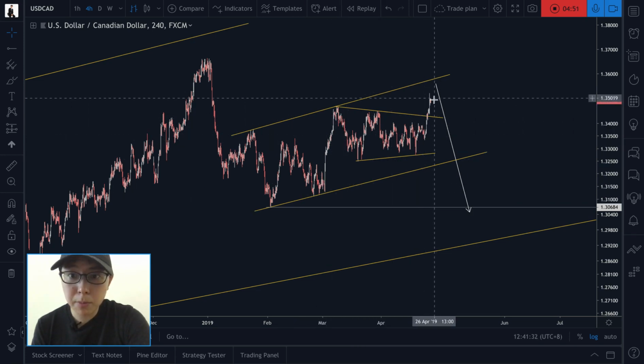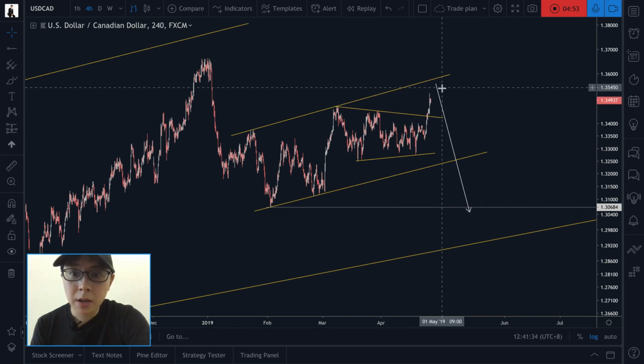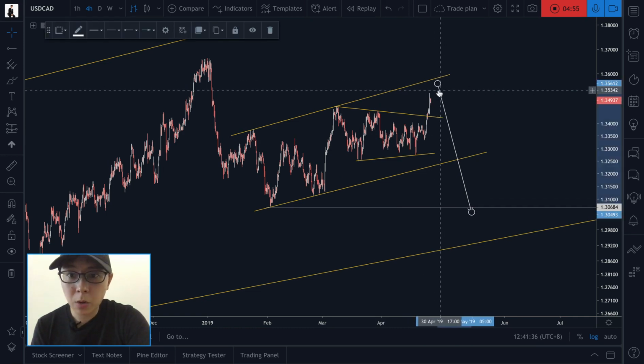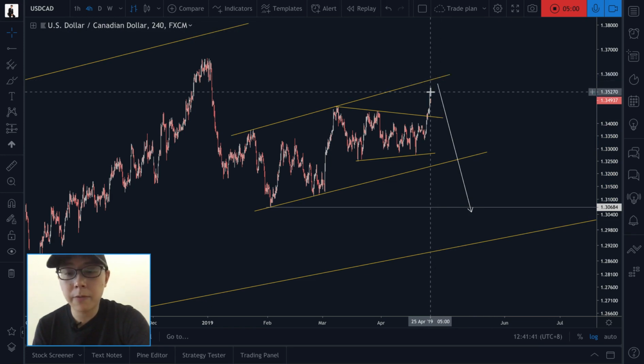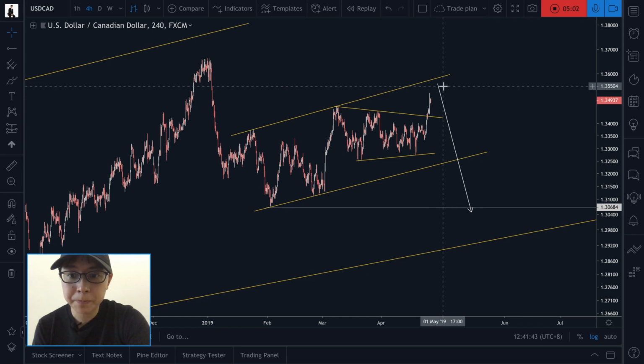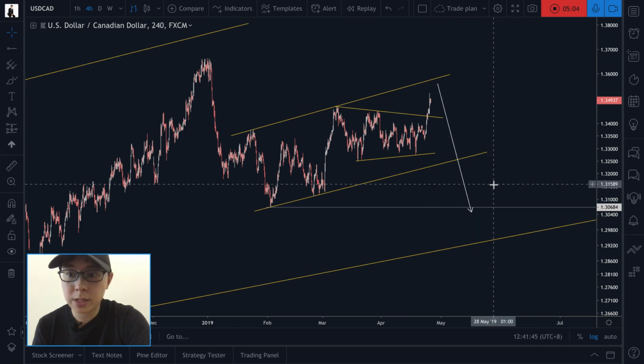So you might get another push higher, maybe next week or so, you might get price hitting the top of this to have a very high risk to reward trade for you to capitalize on towards the downside, targeting a minimum of 1.3068.